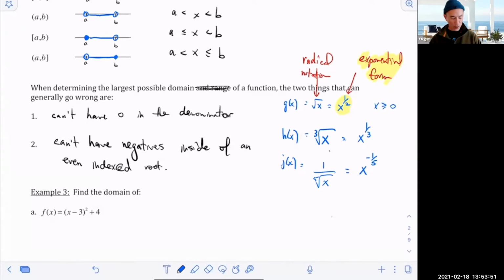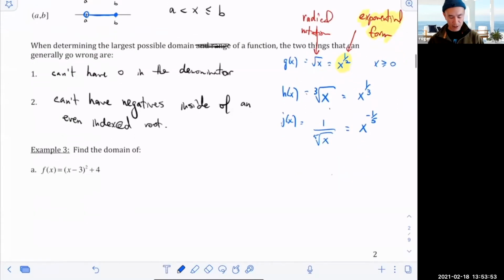Okay, let's do one final one. I think you guys get the idea, but if I can clear this up now, it'll make our lives in the future easier. So what if I have something like this? How does that look?